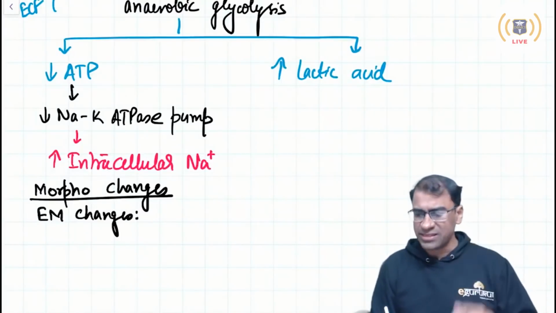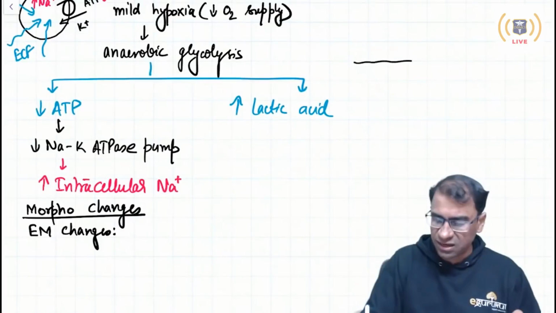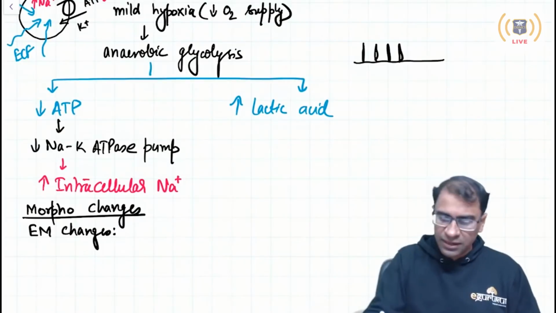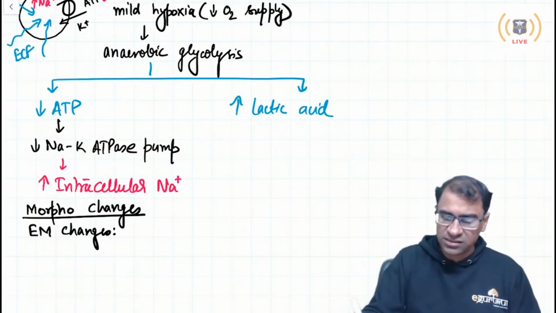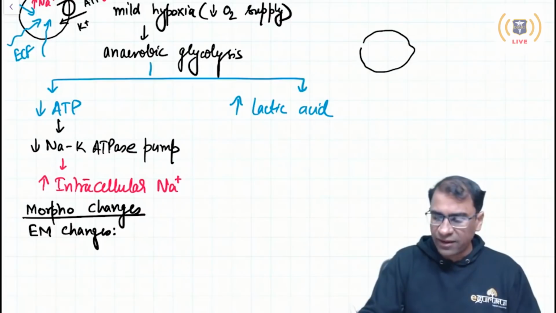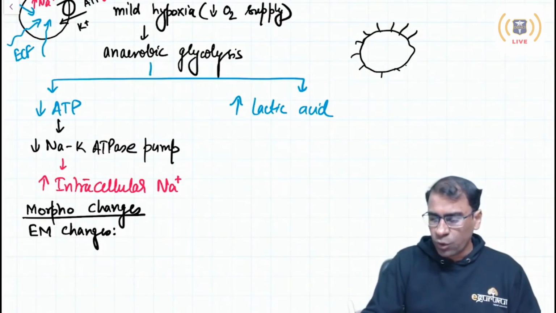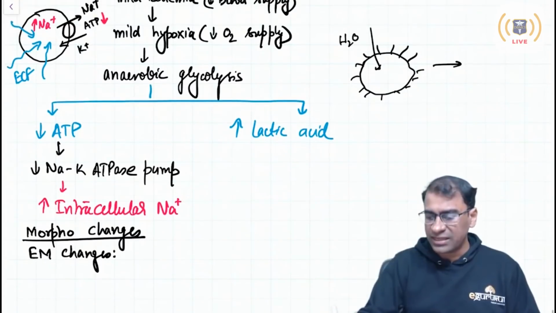See, any cell, if I draw this cell here, any cell surface has microvilli like this. Similarly, let's assume this cell is a round cell like this, and the round cell on the surface has microvilli. Now see, because the water is moving inside, the cell has enlarged in size like this.